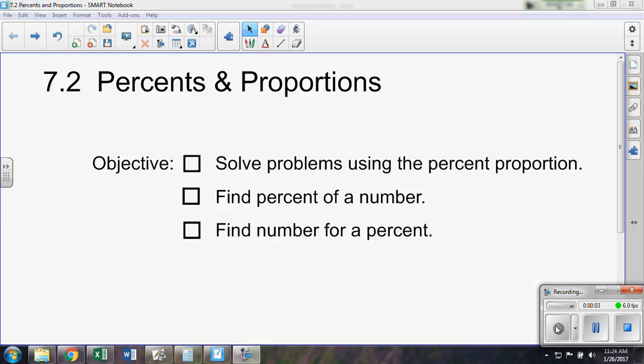Our focus today is on the connections between percents and proportions. This is, of course, going to be very similar to the relationship between percents and fractions that we were working on before. However, our objectives are a little bit different. We're focusing entirely on solving problems using the percent proportion. And for word problems, that means knowing how to set up and create the proportion. And I've also got a mnemonic that will allow us to more easily figure out percent of a number or number for a percent.